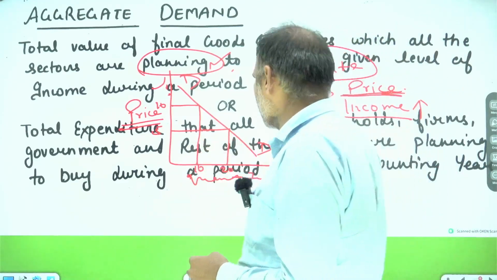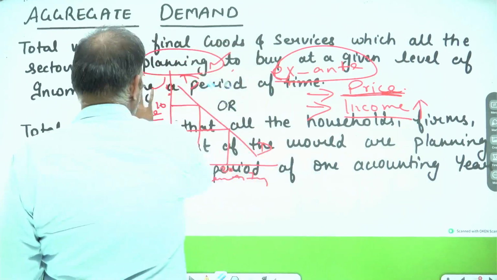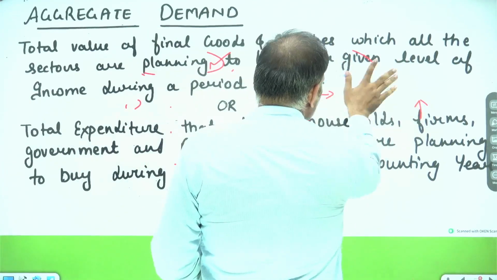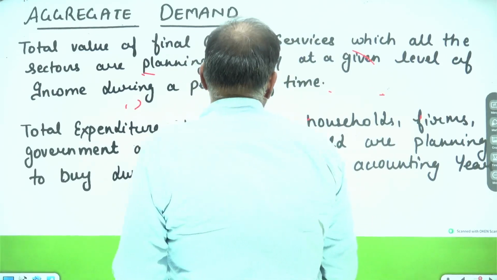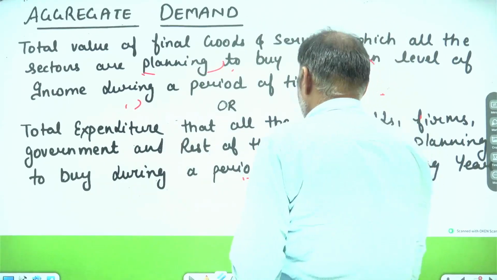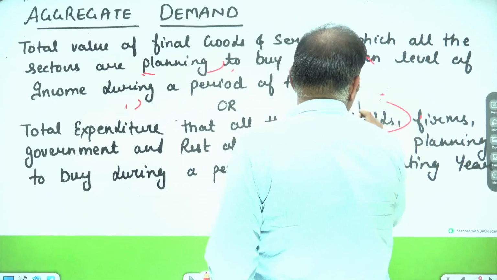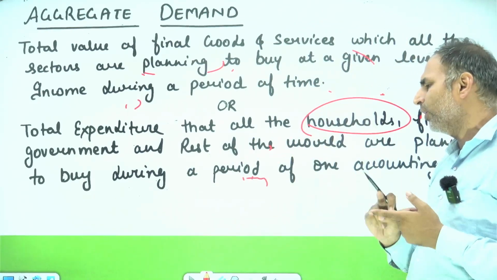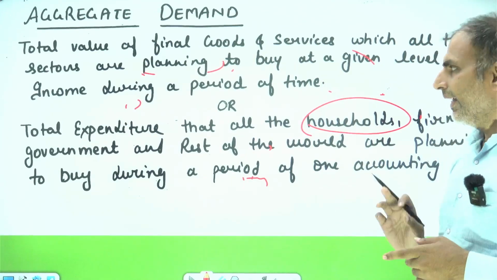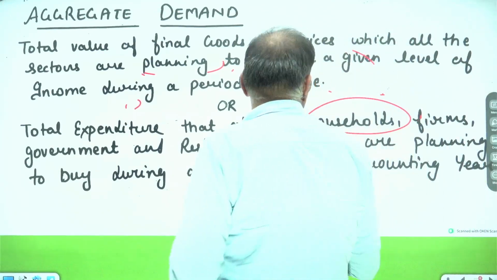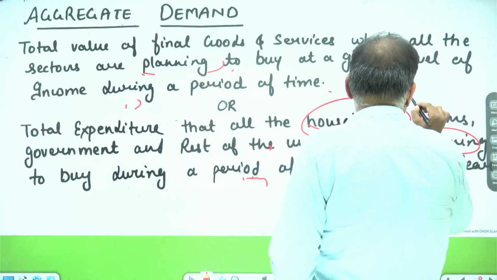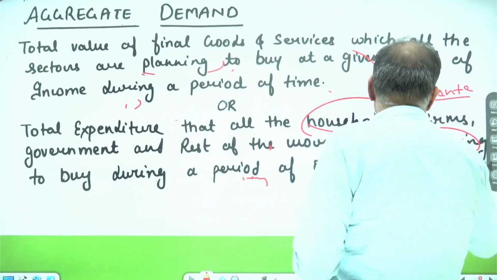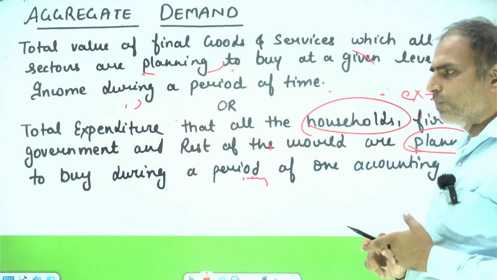What is total expenditure? We know the meaning of total expenditure. Total expenditure means what all the households, firms, government, and the rest of the world are planning to buy during a period of time. It is also planned, so it is also ex-ante demand or ex-ante expenditure.